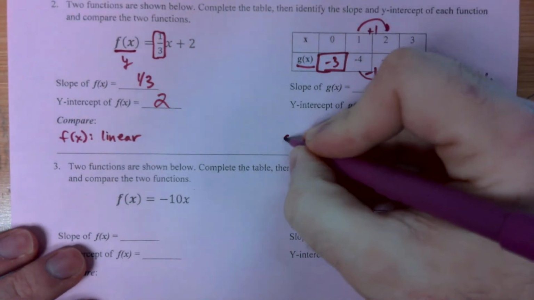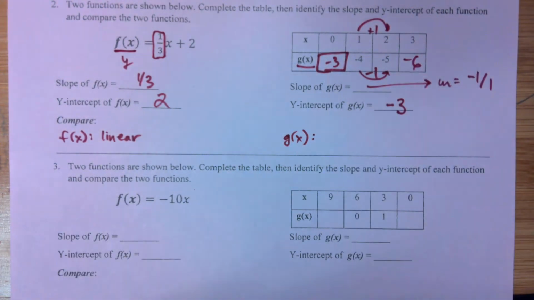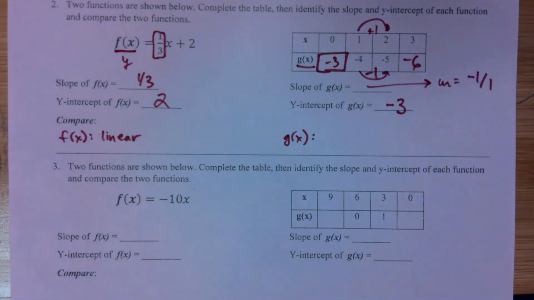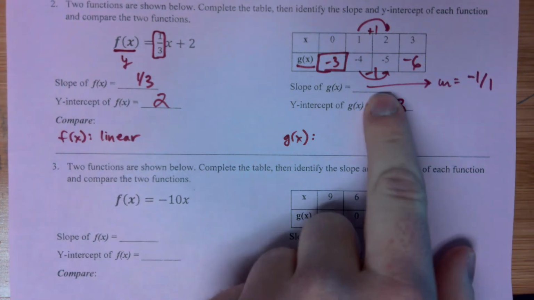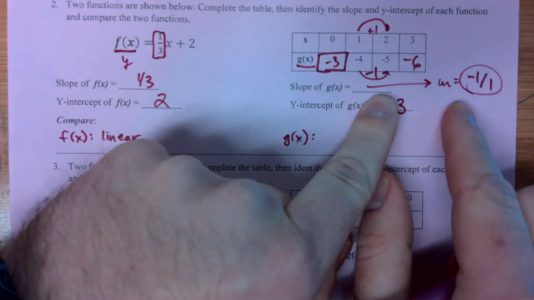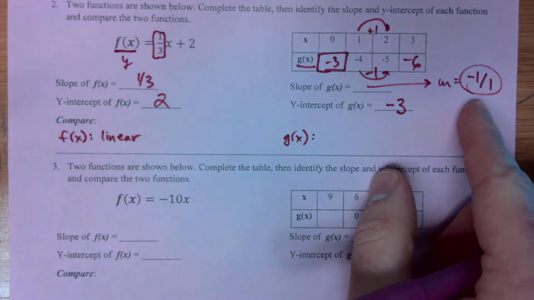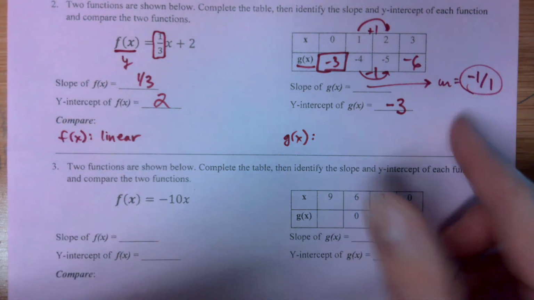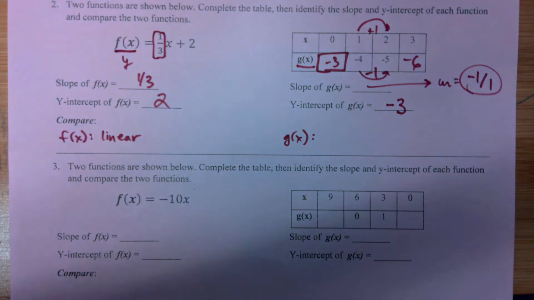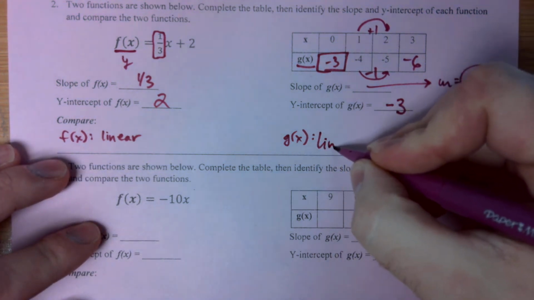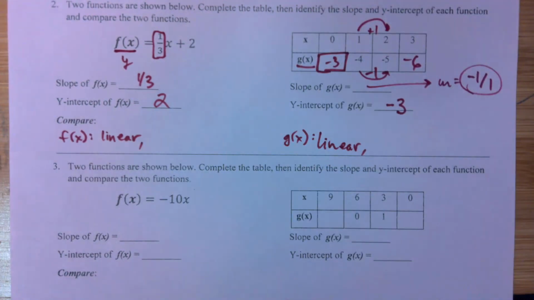Now what about g of x? Is g of x linear? How do we know g of x is linear? Because it definitely is linear. We don't have an equation to look for exponents, but what were we able to find? A constant change. A constant change in x and y. We were able to find a slope, right? If we can find a slope at all, it's immediately linear, because only straight lines can be measured with slope. So it's definitely linear.